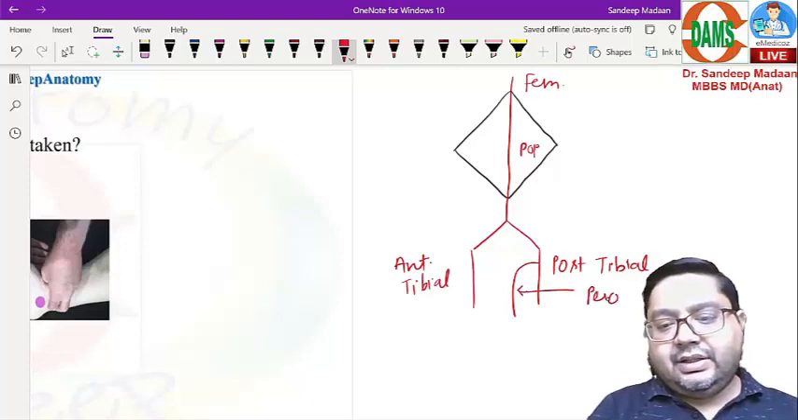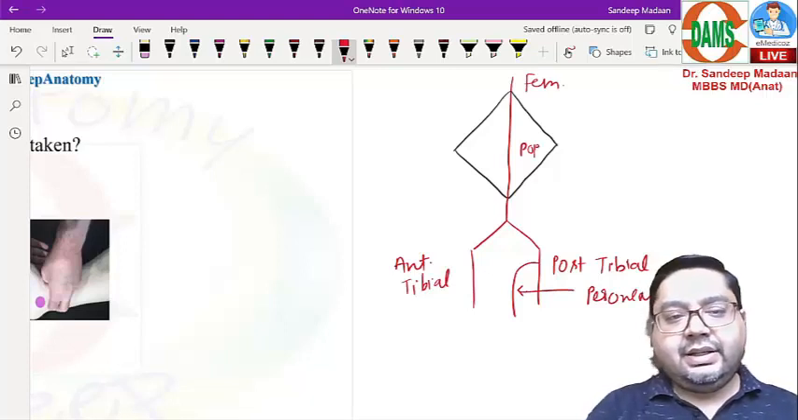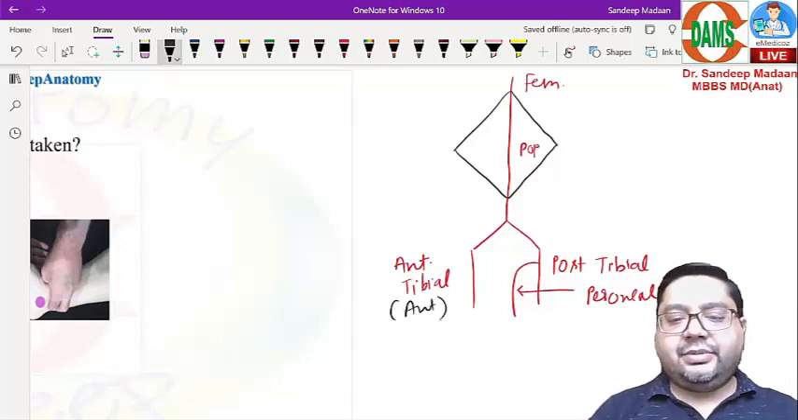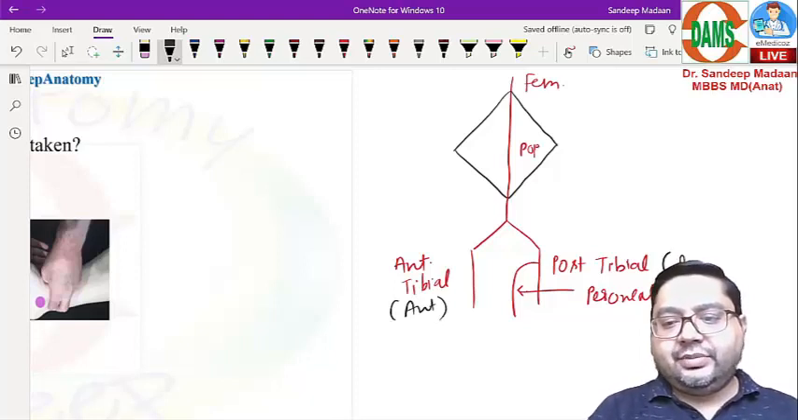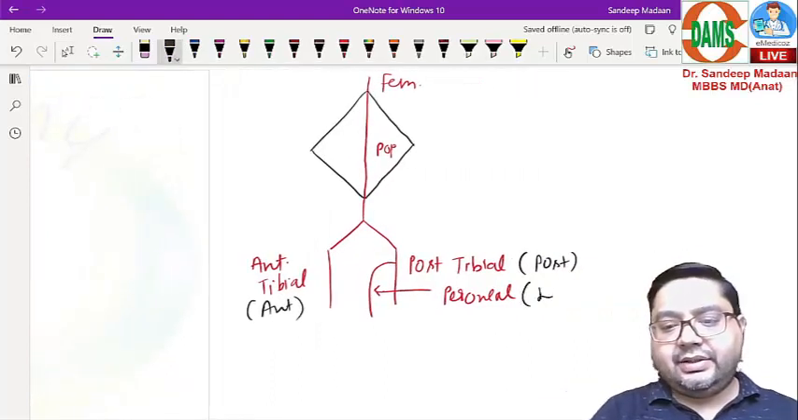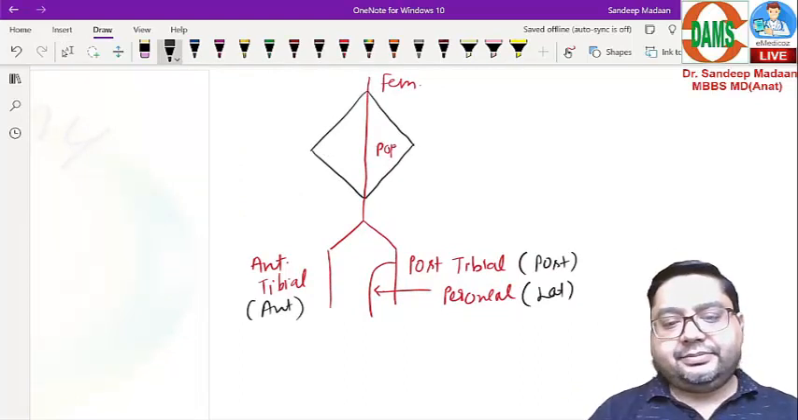So now we have 3 arteries, and in the leg we have 3 compartments, right? The anterior tibial artery is for the anterior compartment; it will take care of the anterior compartment of the leg. The posterior tibial artery is the artery of the posterior compartment. Similarly, the peroneal artery is the artery of the lateral compartment of the leg. They will be taking care of their respective compartments.